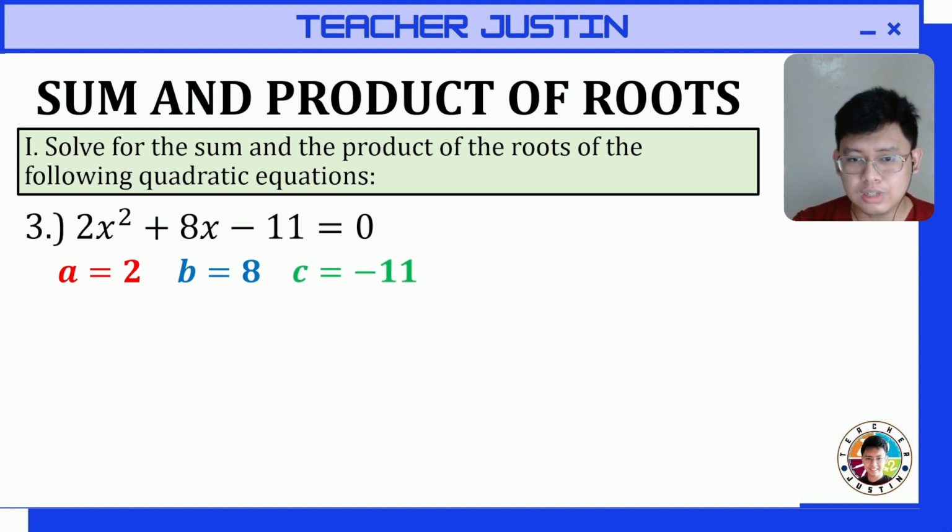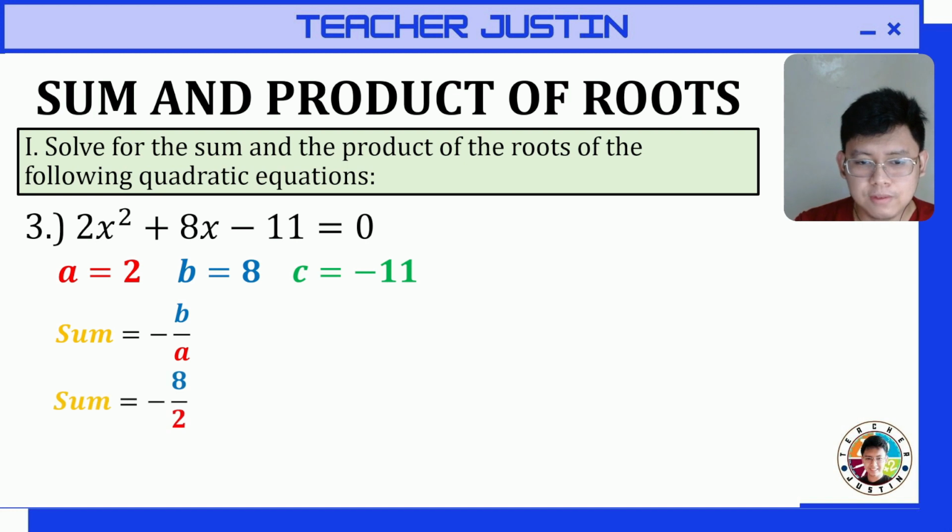Now, let's use our formula for getting the sum and product of the roots. So, yung sum natin, meron siyang formula na negative b over a. So, substitute lang natin, we will have negative 8 over 2.